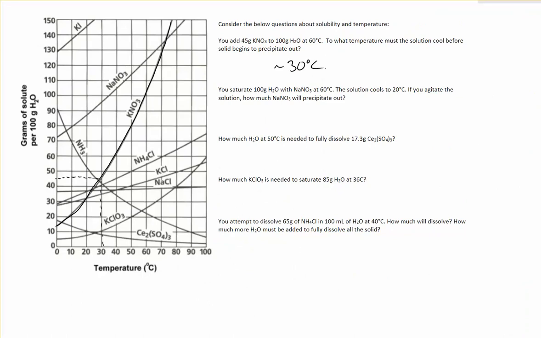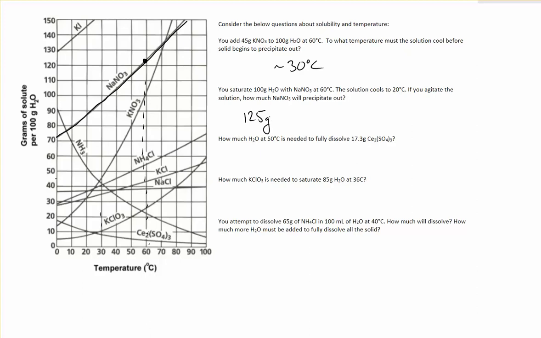Next, you saturate 100 grams of water with NaNO3 at 60 degrees Celsius. The solution cools to 20 Celsius. If you agitate the solution, how much NaNO3 will precipitate out? Here's our curve for NaNO3. And again, we're saturating it at 60 Celsius, which is going to involve putting in about 125 grams of NaNO3.